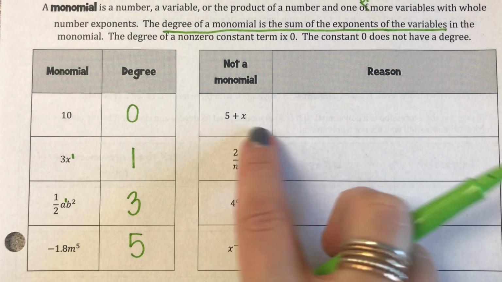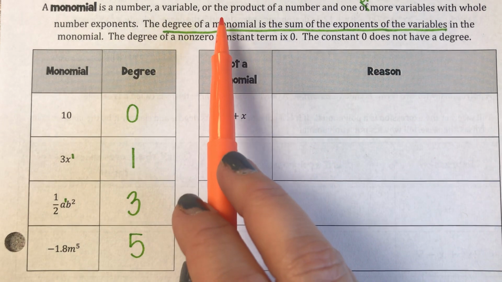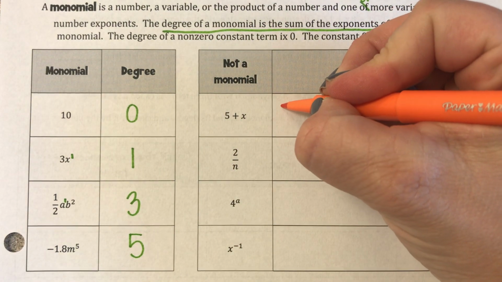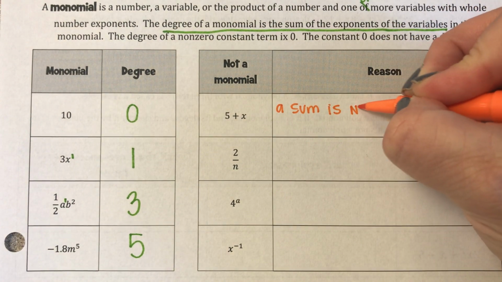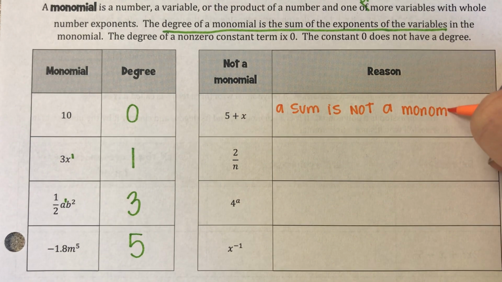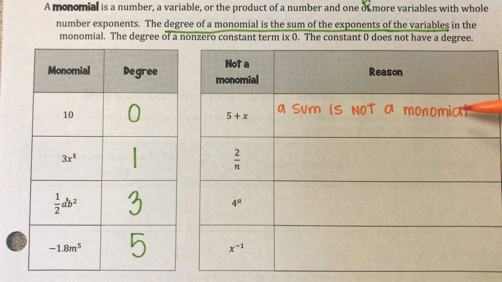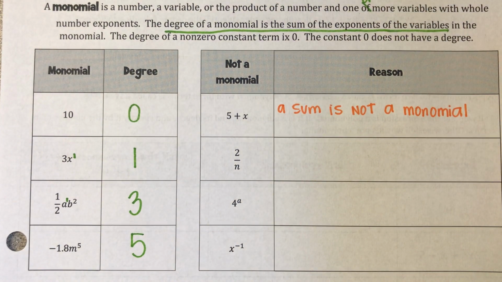So let's talk about some things that are not a monomial. Okay, not a monomial would be 5 plus x. It has to be a product of a number and a variable. So a sum is not a monomial. I cannot talk and spell at the same time. Okay, this is a sum. A sum is not a monomial. It has to be the product.